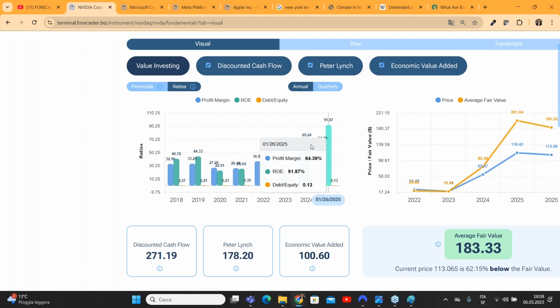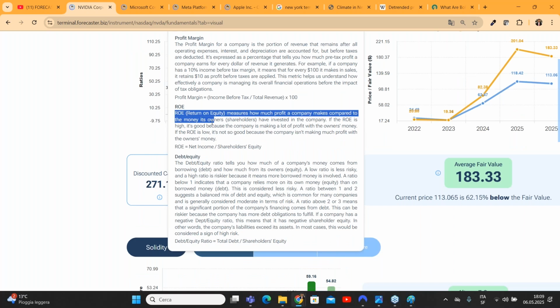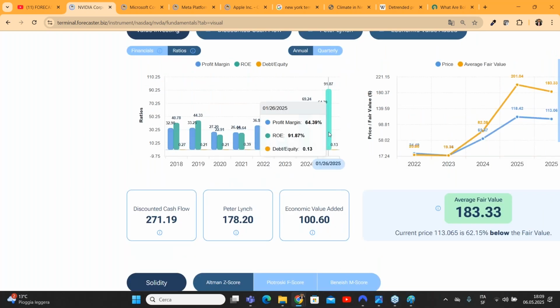ROI, very interesting, return on equity. The ROI, return on equity, measures how much profit a company makes compared to the money its owners, the shareholders, have invested in the company. Very important number. And of course, the debt equity. This is the amount of debt compared to the equity, which is the money the shareholders put into the company. If it's below 1, it means the company has more equity than debt. That in general is good news.